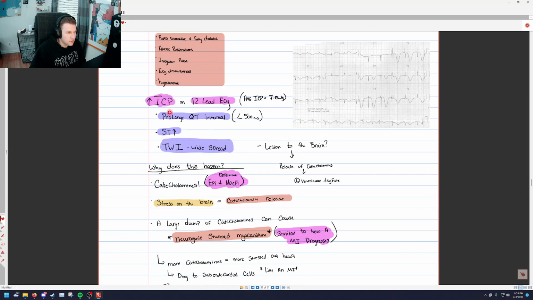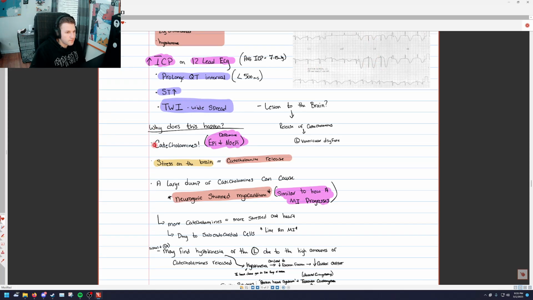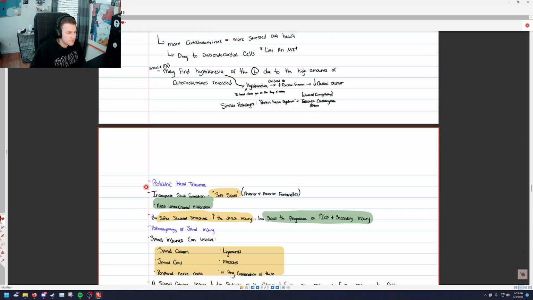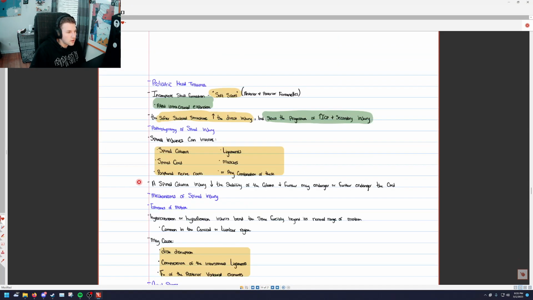If you really care enough, this is just for my sake, you can take a 12 lead and you can actually see systemic changes of ICP with widespread T-wave inversions. Really cool. Feel free to pause this if you want. Just a little note section on that. It's just going to be a release of so many catecholamines.